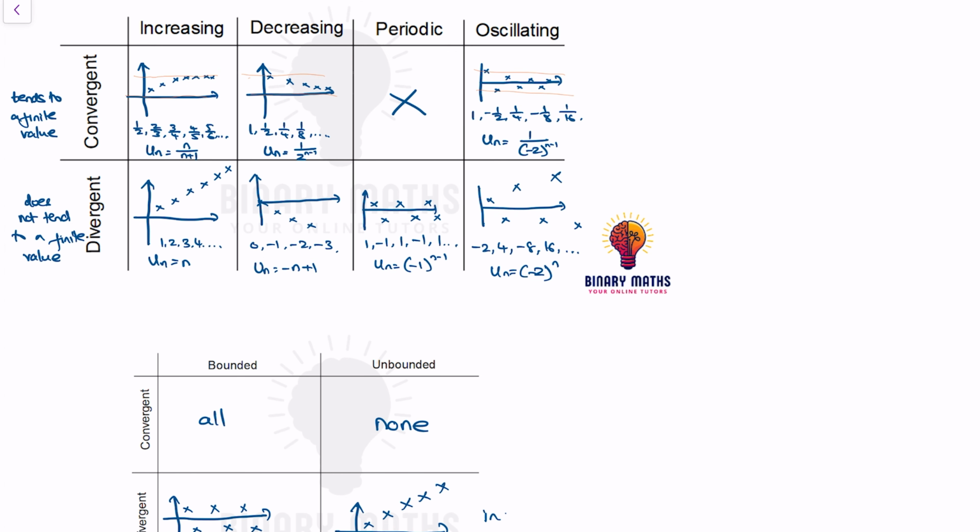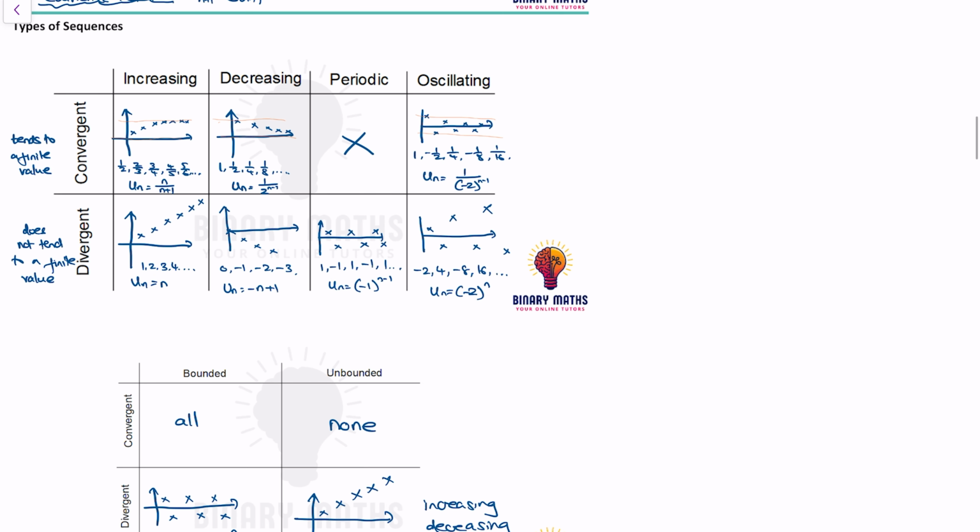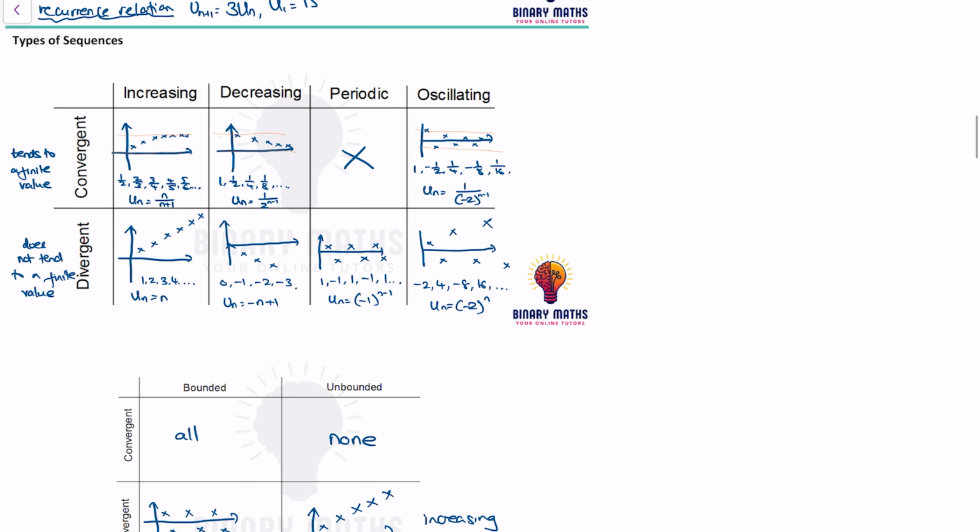So increasing, decreasing, oscillating. So these are all the different types of sequences. It's a good thing to have in mind. We'll come back to periodic sequences later on in this topic.